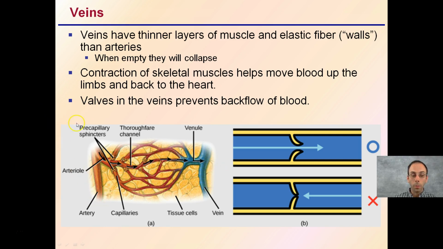So it's important to remember some differences between our arteries and our veins here. Contraction of skeletal muscle helps move blood up the limbs and back to the heart. Also, veins contain valves, which prevent backflow of blood. So we see here our blood going this way. To prevent the backflow of that blood, we see here that valve in our veins closing up, so blood cannot go backwards. This helps get blood back to the heart so it can be recirculated throughout the body.